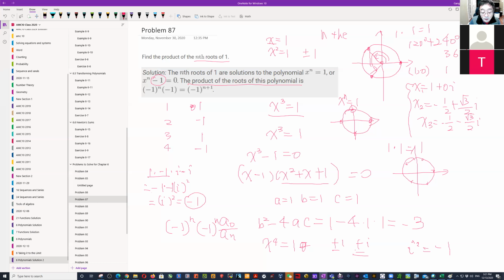So basically that's the product of the roots. But because A0 is -1, it's -1 to the n plus 1. And over AN is just 1. So basically it's just over 1. So that will be it. That's the product of the roots.